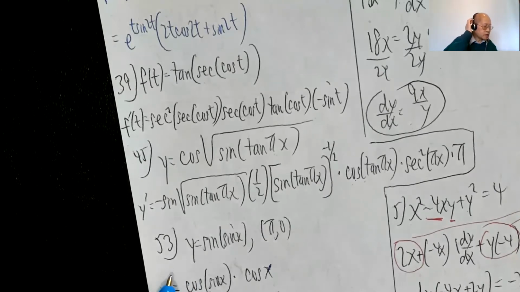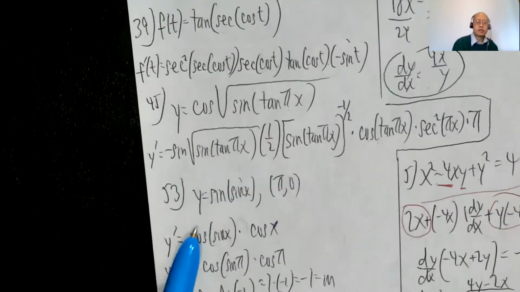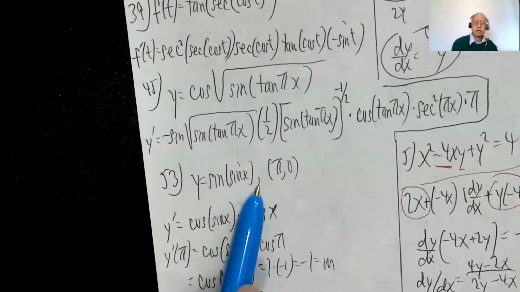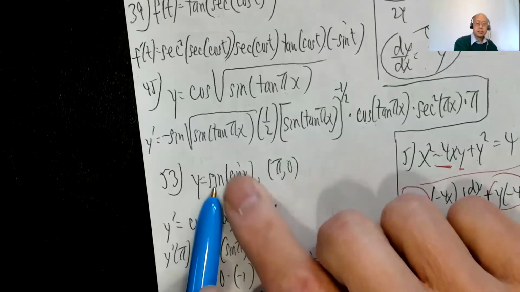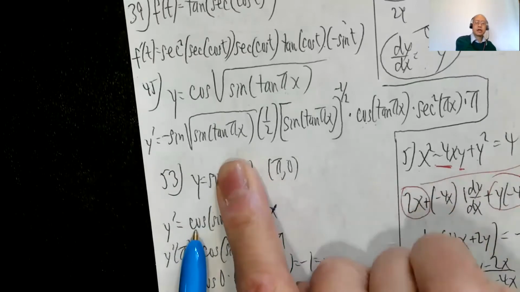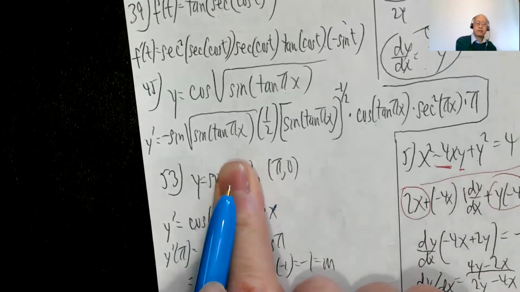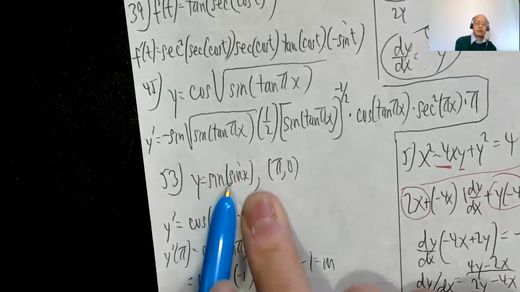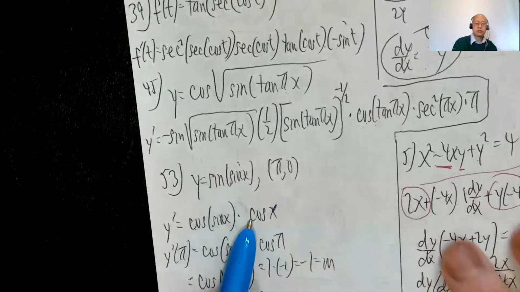Okay, 53. Find the equation of the tangent to the curve y equals sine of sine x at the point (pi, 0). So sine of sine x. The outer function is sine. So y prime: the derivative of sine is cosine, but cosine of whatever is behind my finger, cosine of sine x, times the derivative of the inside function sine x, cosine x.